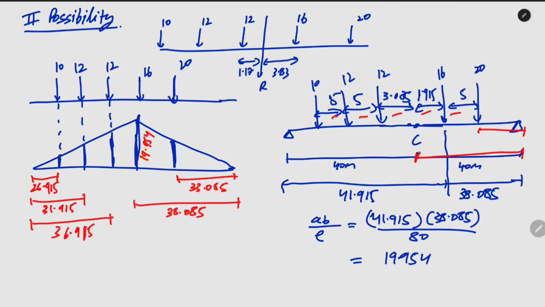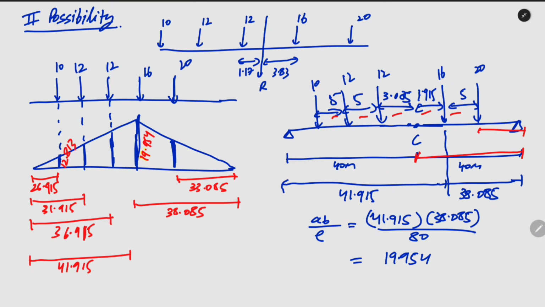Now we can find the remaining ordinates. So for the 10 kilonewton load, we will compare it with the 16 kilonewton load. So 19.954 divided by 41.915 and multiplied by 26.915. So this will be 12.813.